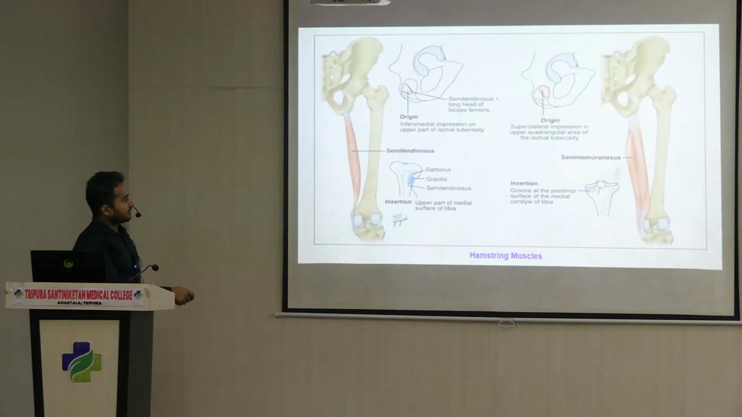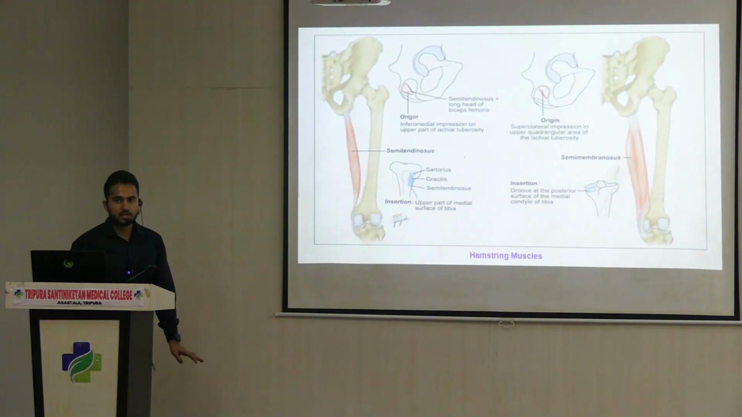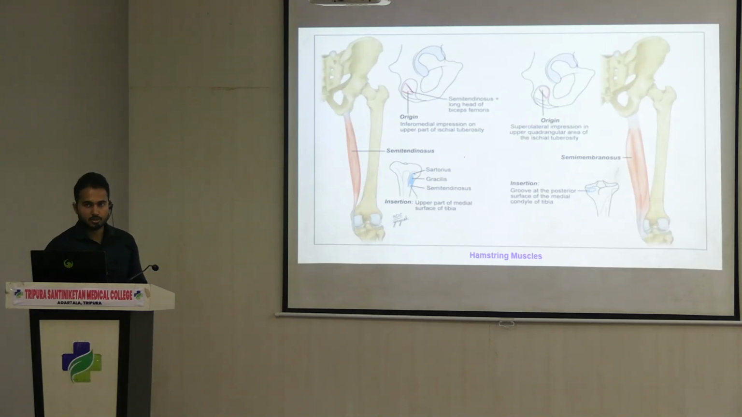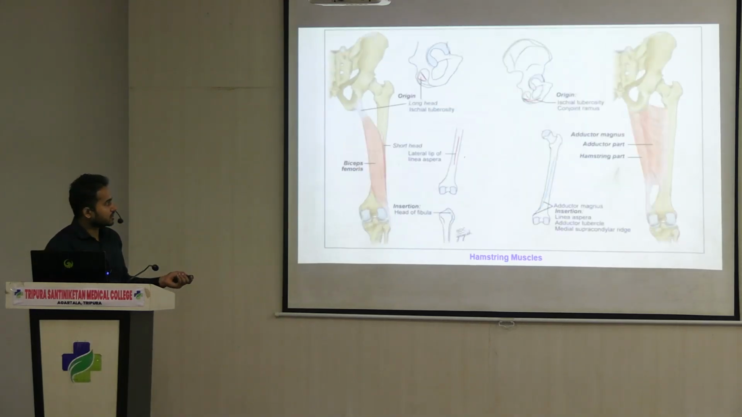Next, here you can see the semimembranosus. This is semitendinosus, this is semimembranosus. Here you can see the superolateral impression in the upper quadrangular area of the ischial tuberosity. This is semimembranosus, and the insertion is in a groove at the posterior surface of the medial condyle of the tibia. That is for semimembranosus.